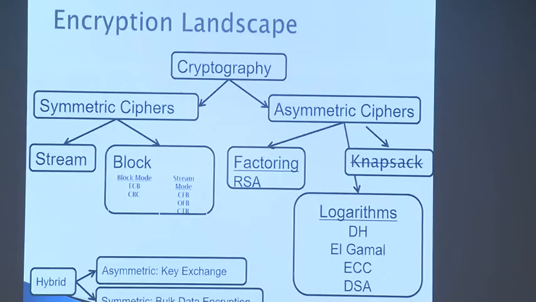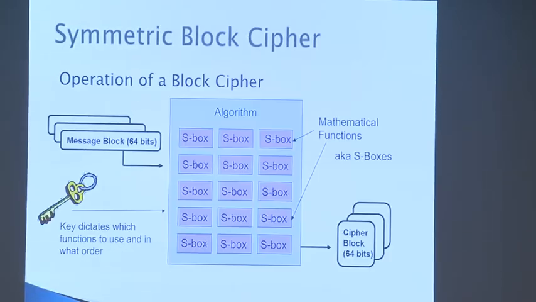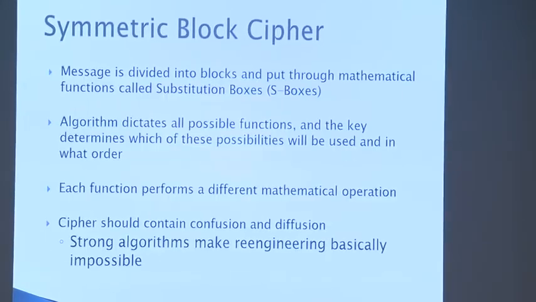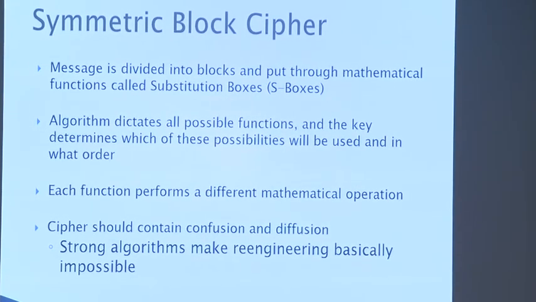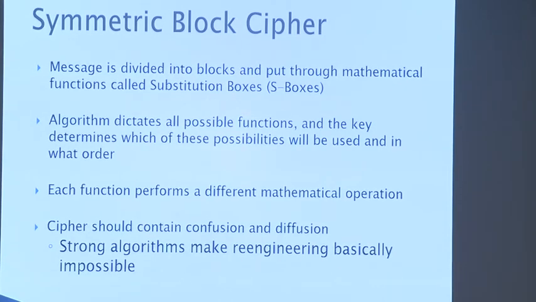DES. I mentioned in DES, what we're going to do is use a symmetric block cipher. I'm going to have a block of 64 bits, and I'm going to split it into 8 groups of 8. Each one of these boxes of 8 bits is going to be called a substitution block.